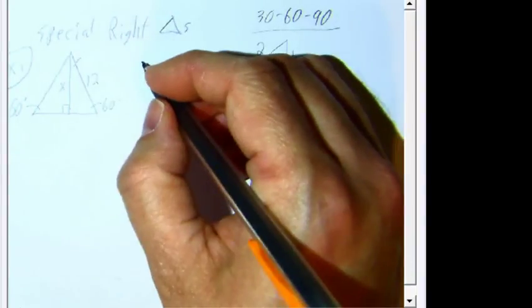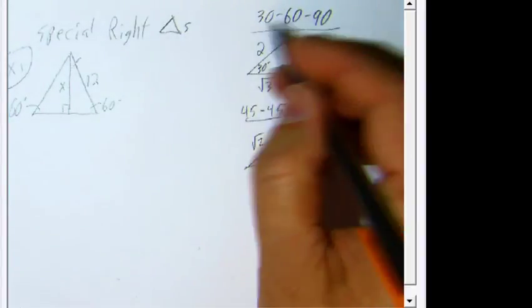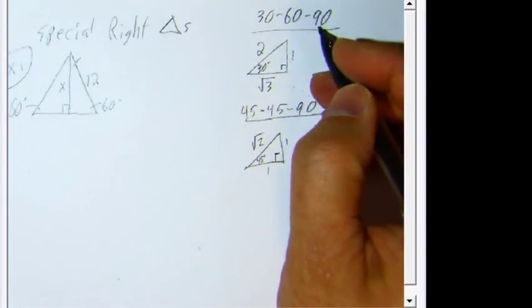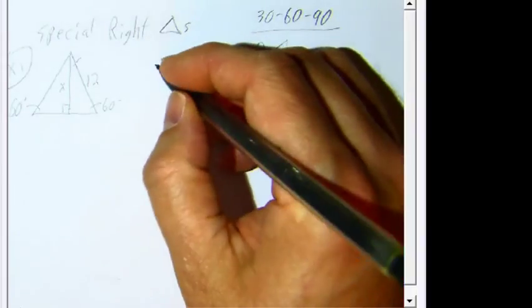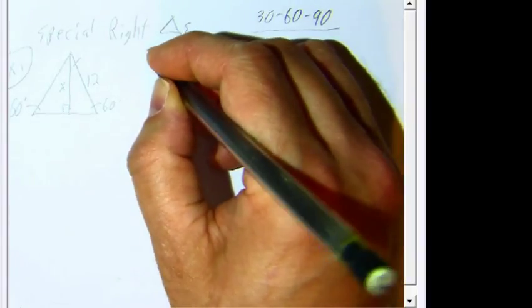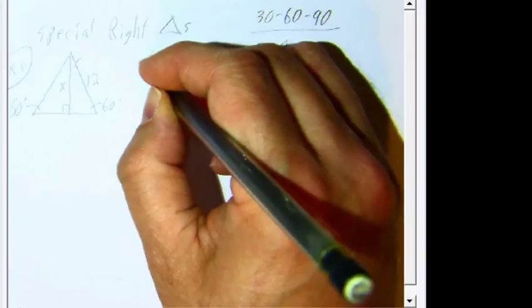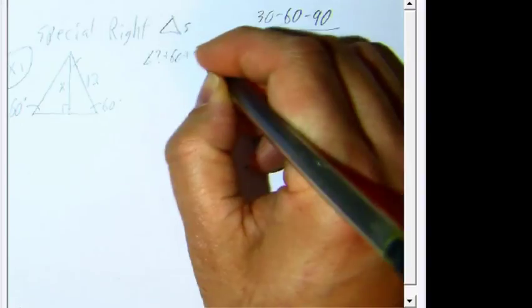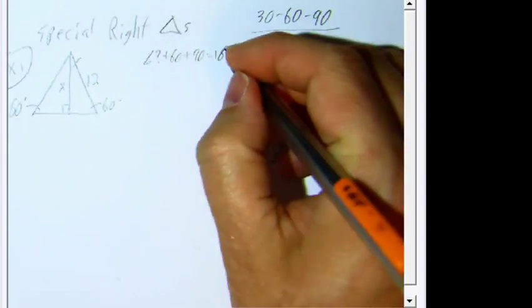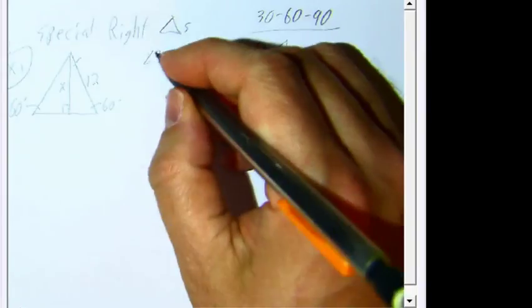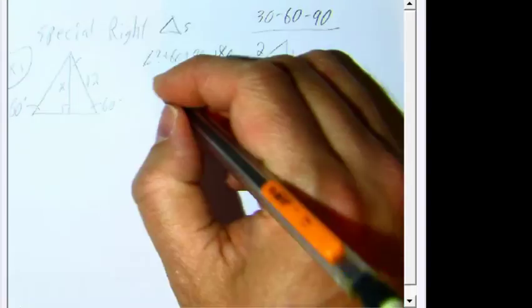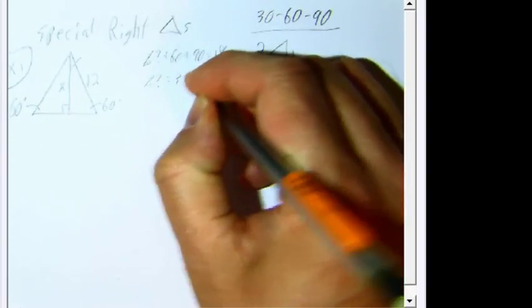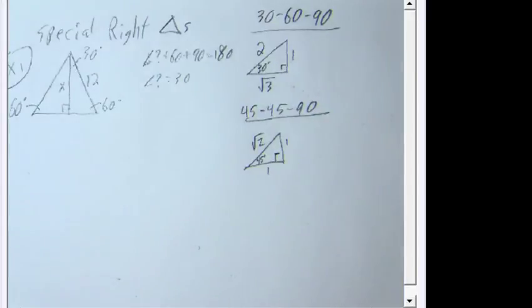We can know that it's always going to be a 30, 60, 90. If we recognize we have a 60 and a 90, the other one had to have been 30. But if you don't immediately recognize that, then you could say the angle question mark plus 60 plus 90 equals 180, because triangles always add up to 180. So then angle question mark is going to be equal to 30. So that's 30 degrees.